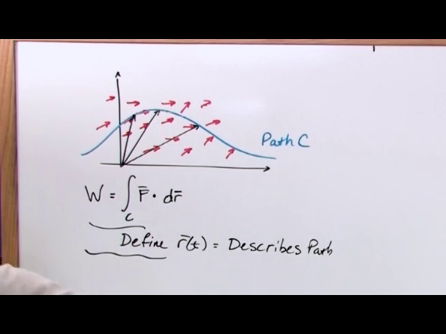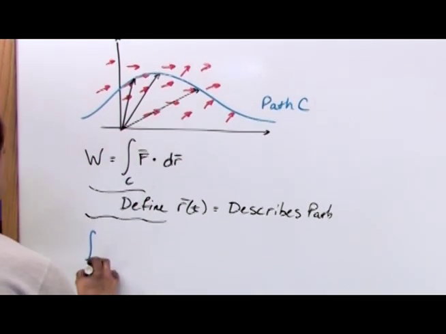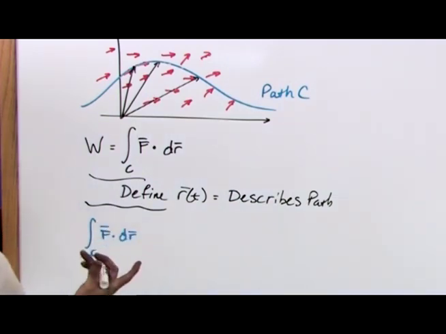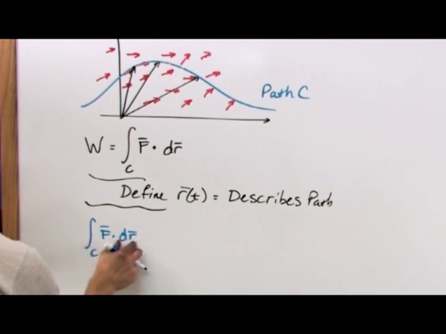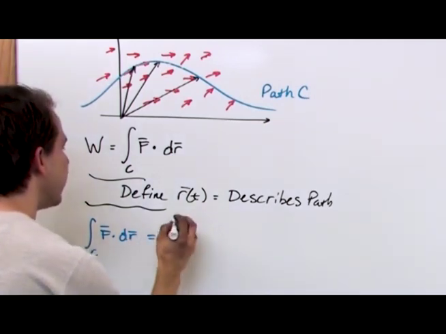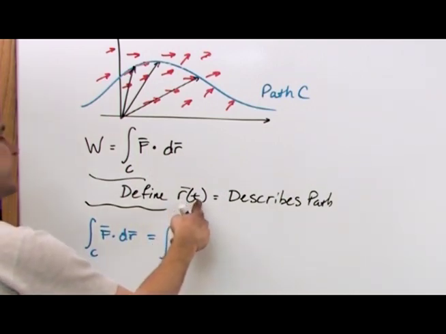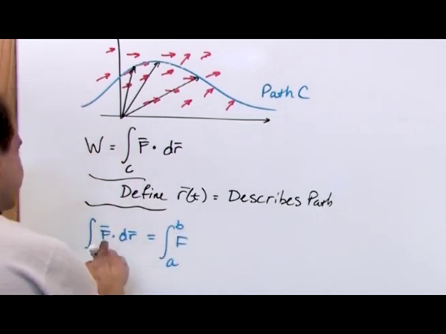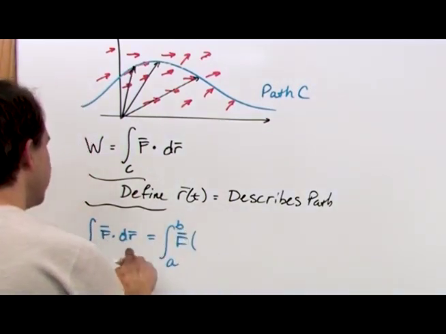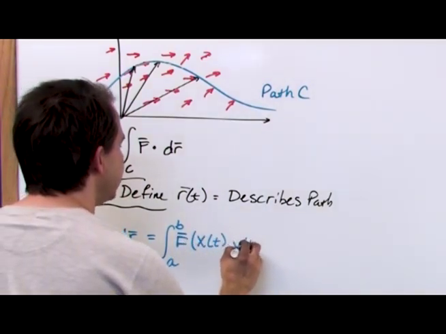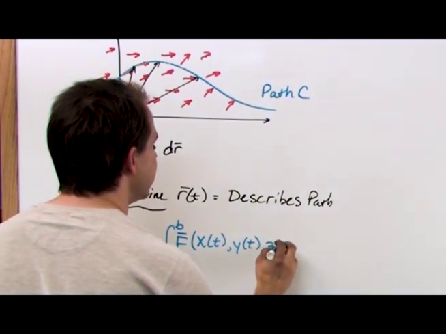Okay, let me switch colors a little bit. What we will say is that the path integral along C of F dotted with dr, which is nothing more than taking the force dotted with the infinitesimal little bitty distance and then adding them all up along the path C, is the same thing as the integral from a to b. Don't forget this parametric equation is defined in terms of time from a to b, just like in the last section. Okay, we take our vector, and instead of all the x's, y's, and z's here, we plug in the x of t's, the y of t's, and the z of t's, okay?